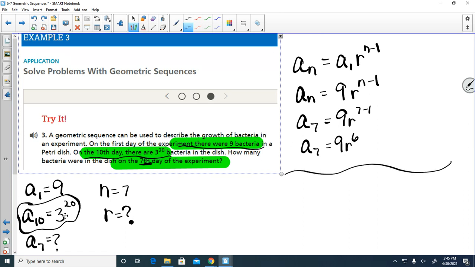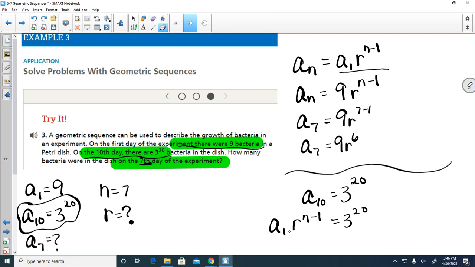I know that A to the 10th is 3 to the 20th. So let's say I started off and said, okay, well, I have A to the 10th is 3 to the 20th. But if I were to use this formula, A to the 10th would be the same as this part of the formula, A sub 1 times R to the n minus 1. And the initial amount of bacteria is still going to be the same, so A sub 1 is still going to be 9.